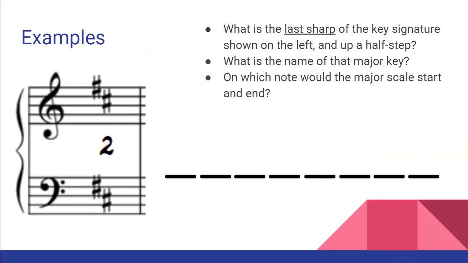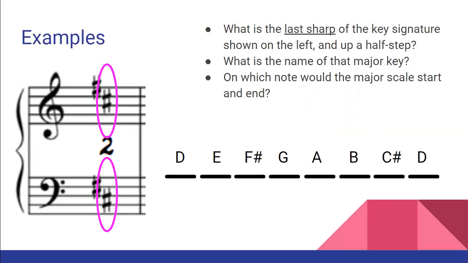What is the last sharp of this key signature? It's C sharp. What's a half step up from C sharp? D. So what is this scale going to start on? It's going to start on a D. You'll notice that we included F sharp and C sharp in this scale because it was in the key signature.